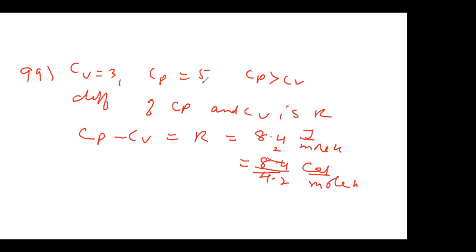So in the first one, Cp is 5, Cv is 3, meaning Cp is bigger. Also Cp minus Cv equals R, which is 2, it matches. So A is the required option. If you check the others, Cv bigger will not work. Then in the third, Cp 5, 4 minus 1 will not work. So A is the correct option. Any doubt in understanding this first 99?